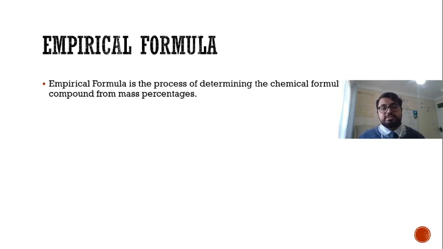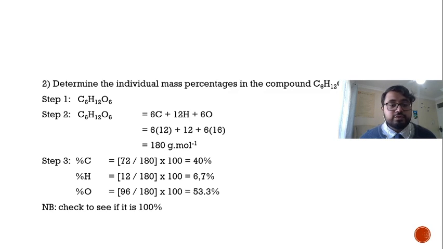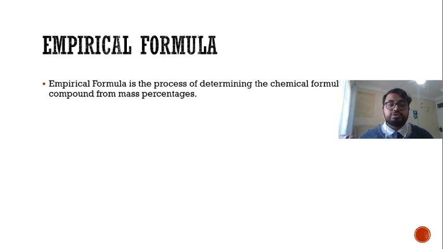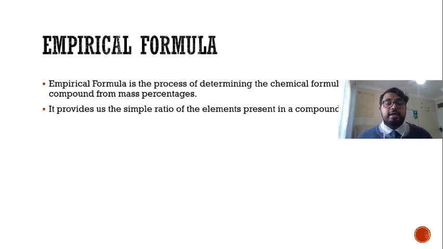So we're looking at empirical formula now. An empirical formula is a process of determining the chemical formula from mass percentages. So basically we're doing mass percentages but working backwards to get our empirical formula. Here, we went from the formula to a mass percentage. Now in empirical formula, we're going to go from mass percentage to the formula. And it provides us a ratio of elements in the compound.